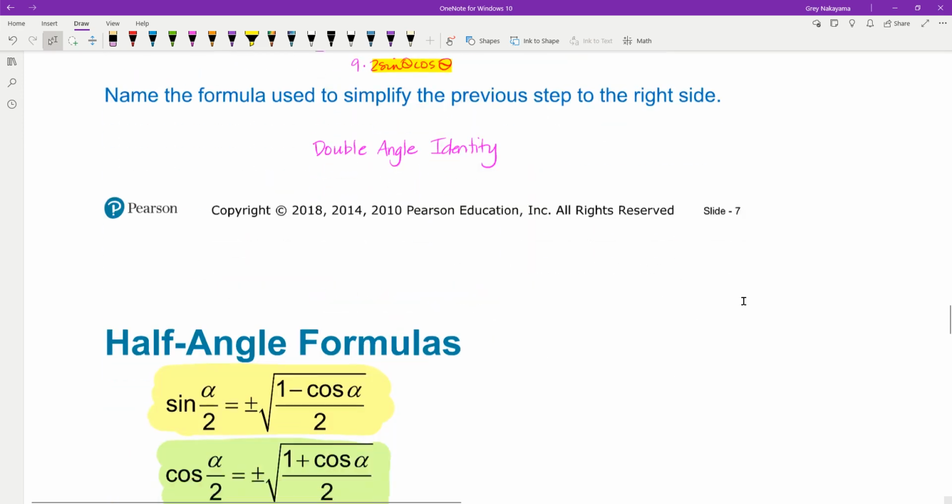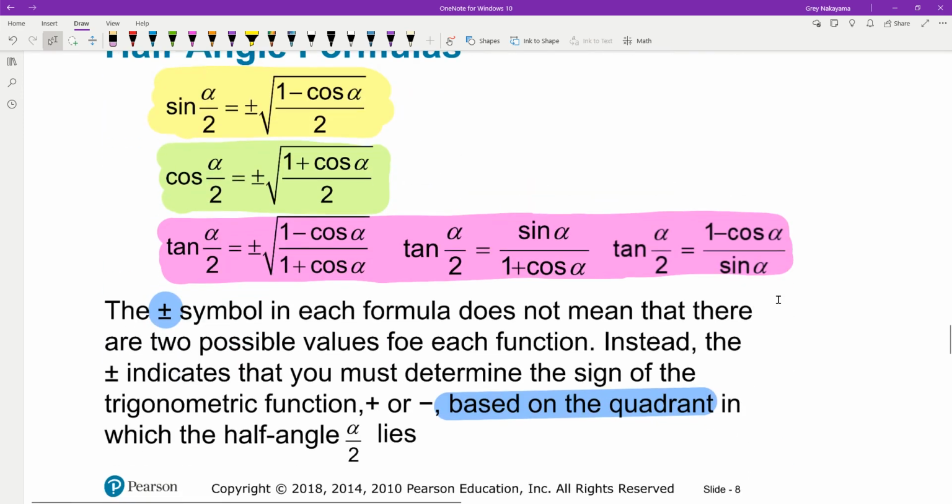All right, our last set of formulas, half angles, tend to be a little harder because of this plus or minus, but basically that plus or minus is based on the quadrant, and I'm going to explain that to you when we do the examples. Okay, it doesn't mean you have two answers. It just means it can be positive or negative depending on where the angle is.